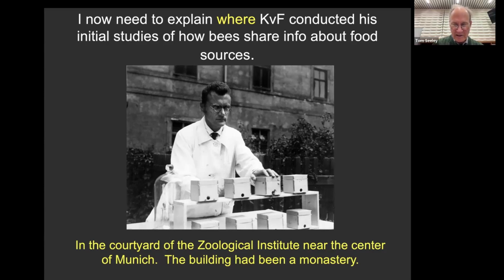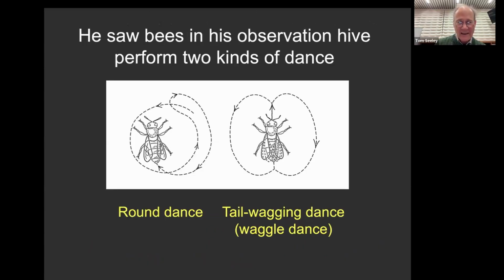The reason I'm explaining this is because it's important to understand what he did in the context of the situation in which he was working. As I say, this building was in the center of Munich. There are not many flowers in Munich. And so he would see bees. And when he looked in the observation hive, he saw returning foragers performing two kinds of dances.